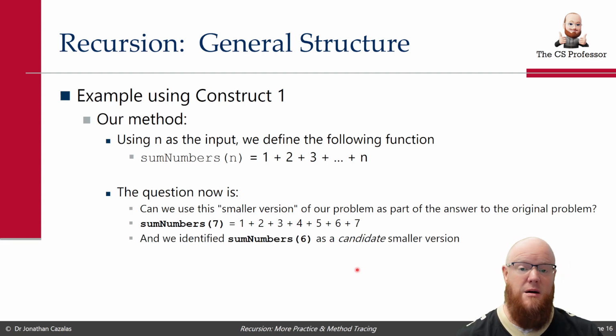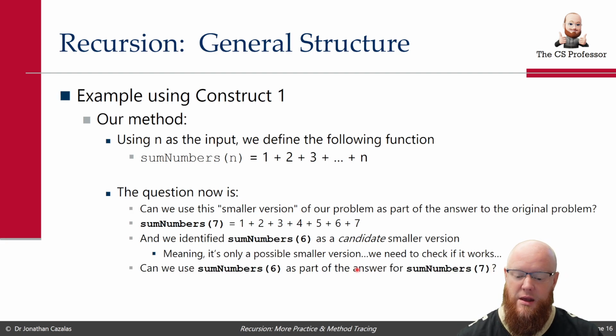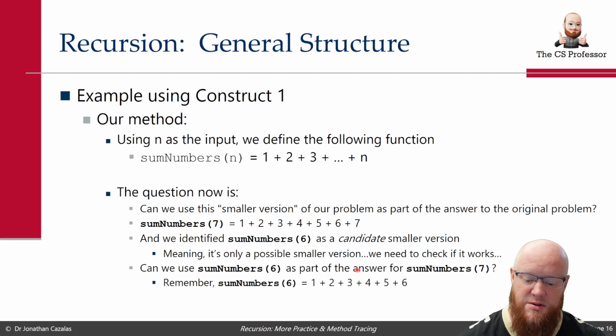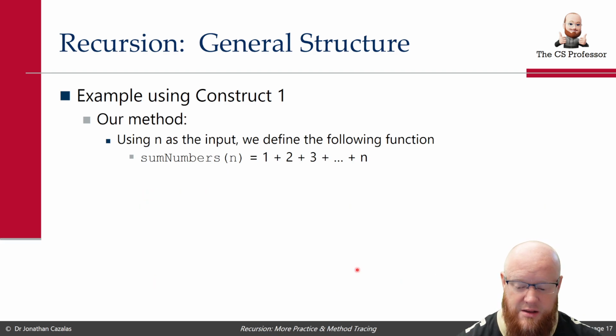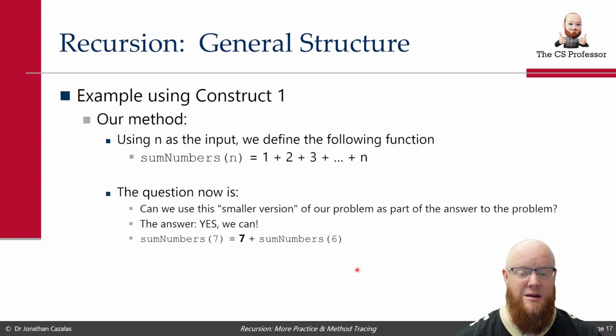And now we said sum numbers of 6 appears to be a candidate smaller version. I'm calling it a candidate because it may not be. We need to check it. It appears to be a smaller version that may work, right? So it's only a possible smaller version. We need to check it. Can we use sum numbers of 6 as a smaller version for sum numbers of 7? Well, here's sum numbers of 6: 1 plus 2 plus 3 plus 4 plus 5 plus 6. And now we want to check it. The answer is yes, we can.